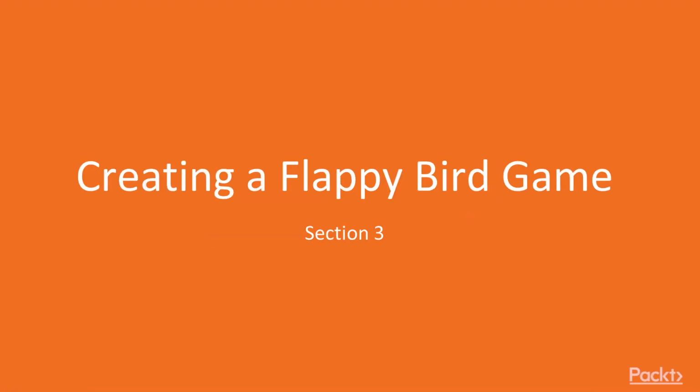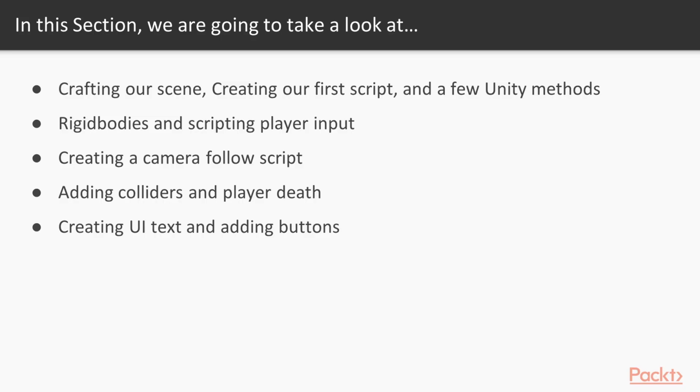So on to section 3, creating a Flappy Bird game. In this section, we will be building our first game, and it's going to be the really popular Flappy Bird type game. So in the first video, we will be crafting our scene, creating our first script, taking a look at a few Unity methods that come right into the script as soon as you create the script itself.